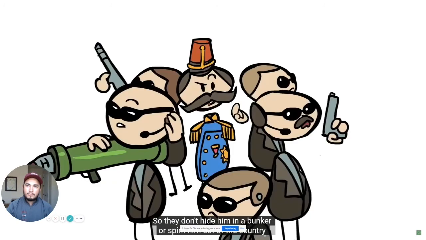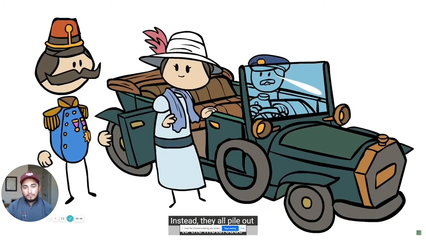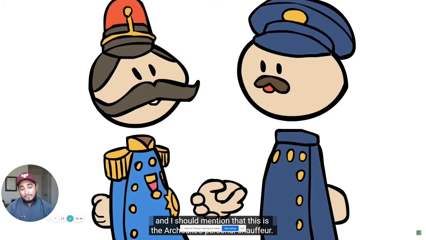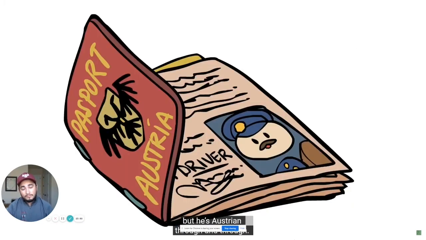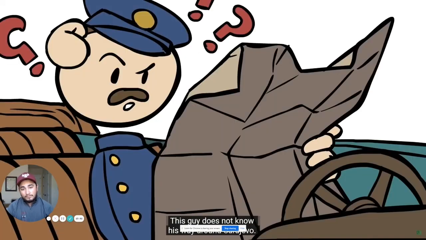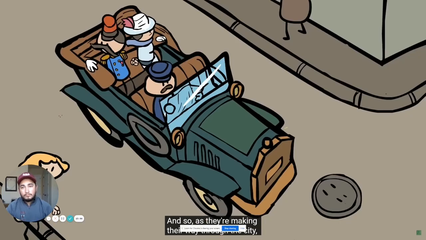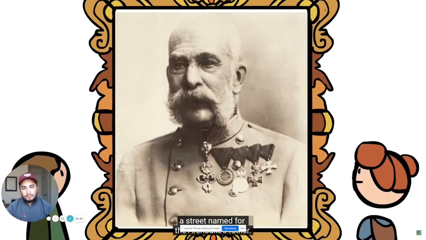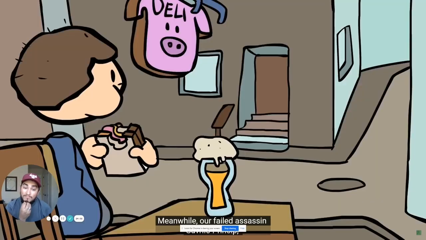So they don't hide him in a bunker or spirit him out of the country with a small army of guards like we would do today. Instead, they all pile out to the motorcade and start off towards the hospital. But nobody remembers to tell Franz Ferdinand's driver, and I should mention that this is the Archduke's personal chauffeur. Now, this fellow came along with the Archduke for the trip, but he's Austrian through and through. This guy does not know his way around Sarajevo. And so, as they're making their way through the city, the Archduke's driver makes a wrong turn onto Franz Joseph Street, a street named for the Archduke's father.